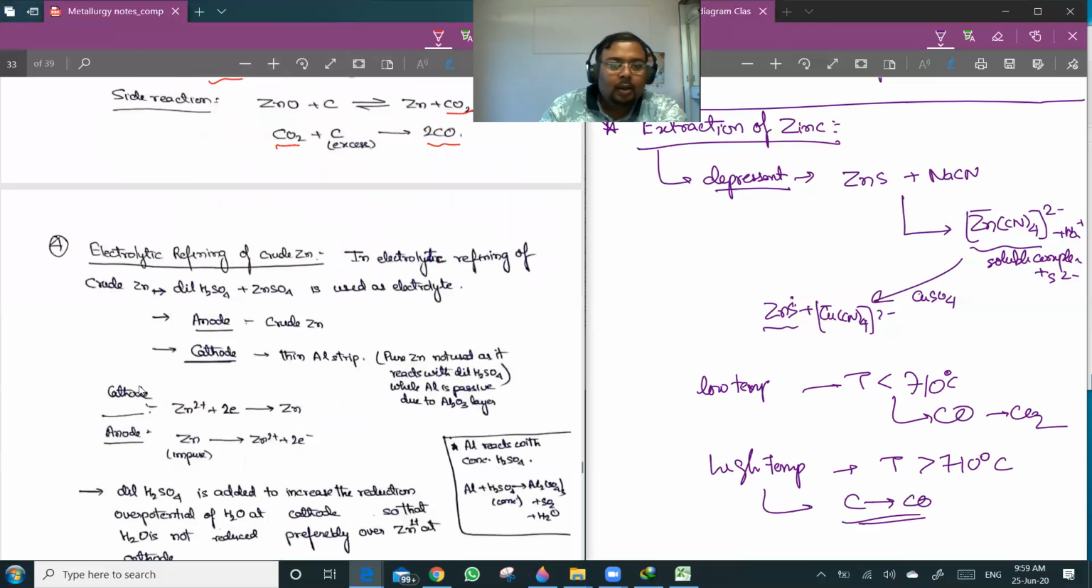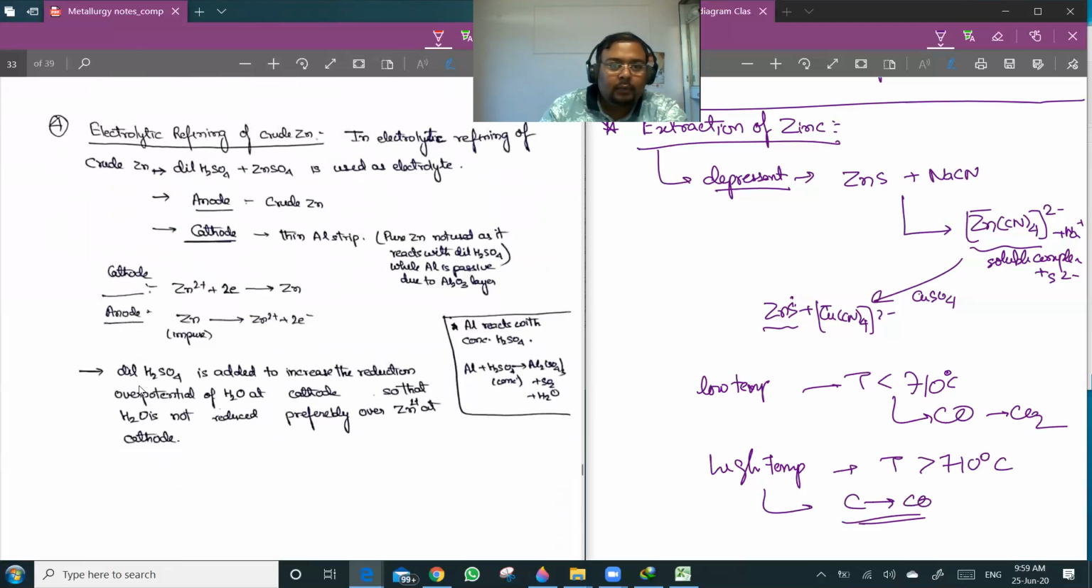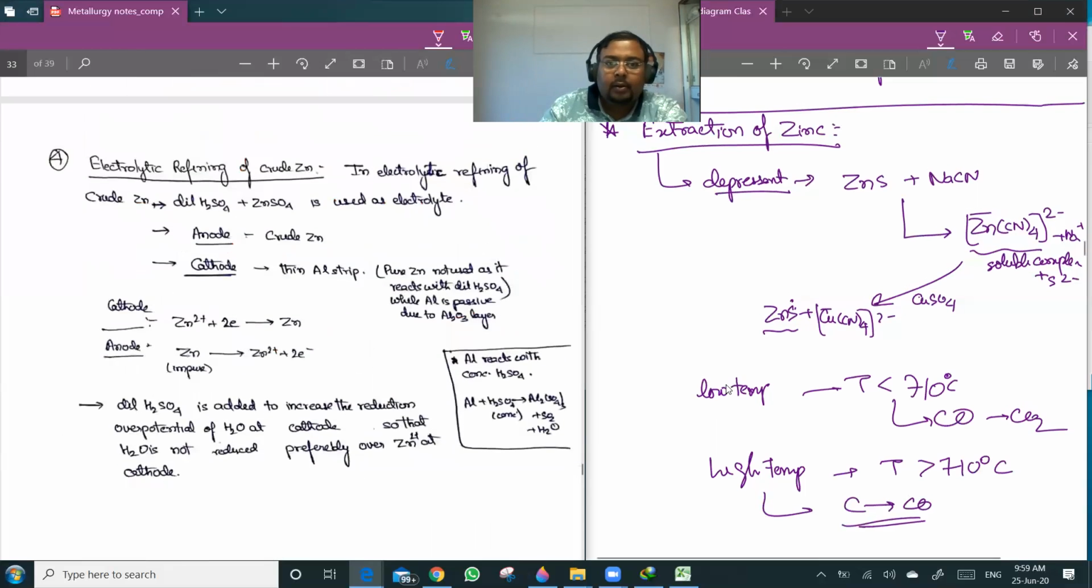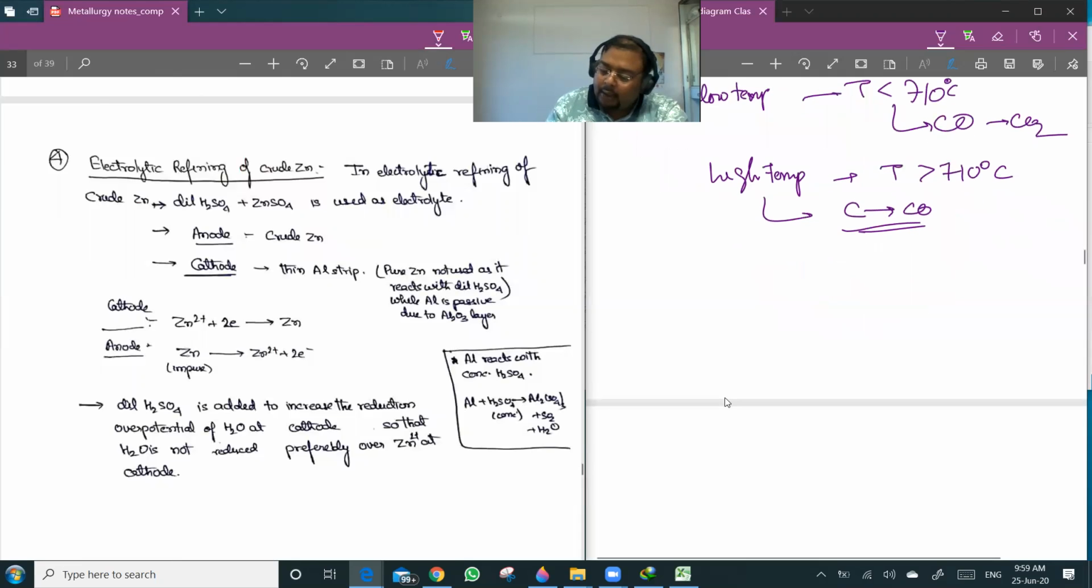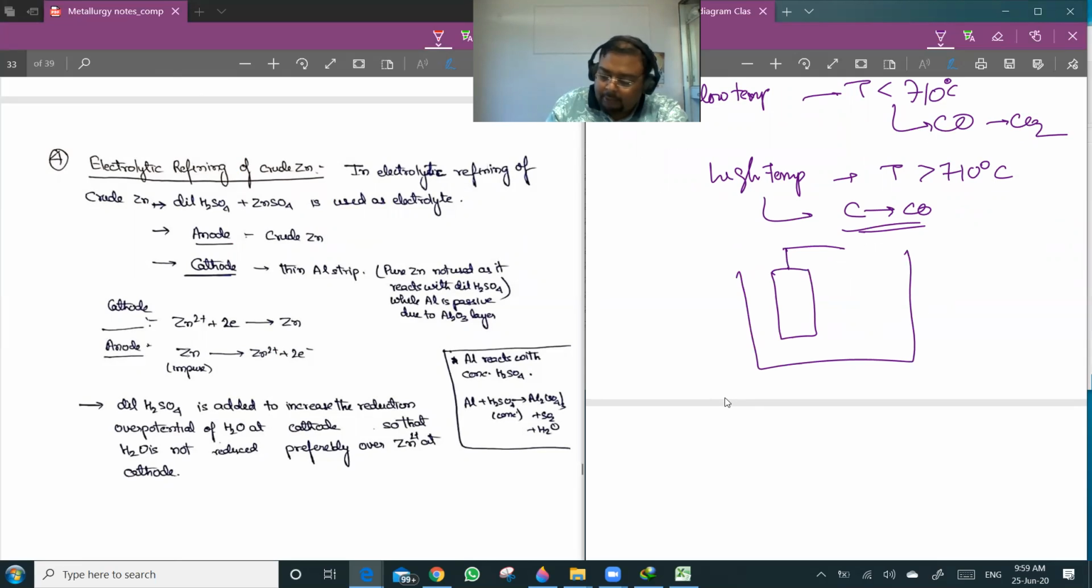So this is the smelting process, and it will give us the crude zinc. Once we have gotten crude zinc, we go for electrolytic refining of zinc. Our setup is the usual one. We take impure zinc as anode, we take a pure strip as cathode.